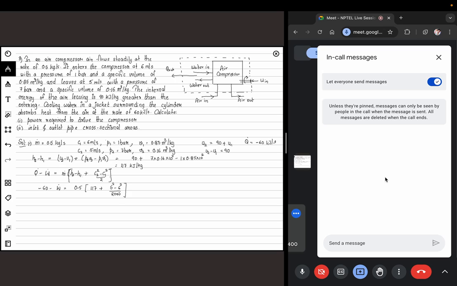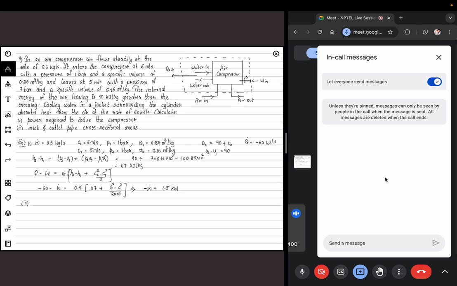Again, this 1000 is just to account for the units. So from this you get W dot equals, since it is going to be negative anyway, I'm just taking the minus sign to the other side. So the power required to drive the compressor is around 1.5 kilowatt.